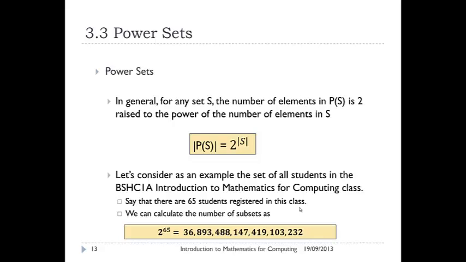So let's take an example. The set of all students in the BSHC 1A Introduction to Mathematics for Computing class. Let's say that there are 65 students registered in this class. We can then calculate the number of subsets, 2 raised to the power of 65. And you can see that this is an extraordinarily large number. So even with 65 students, the actual number of subsets that we can generate from that initial set ranges into the billions and zillions.